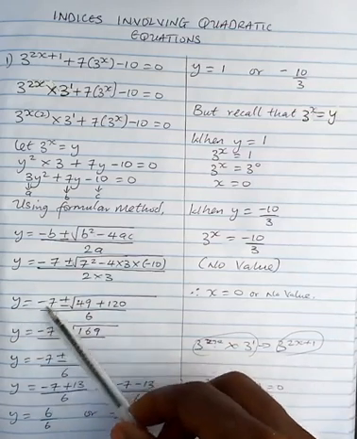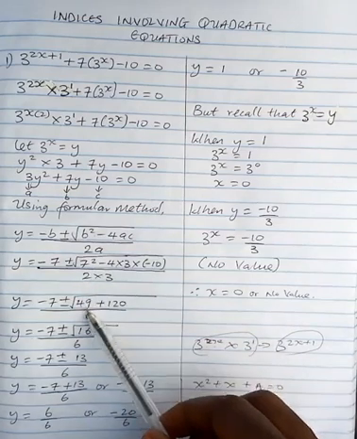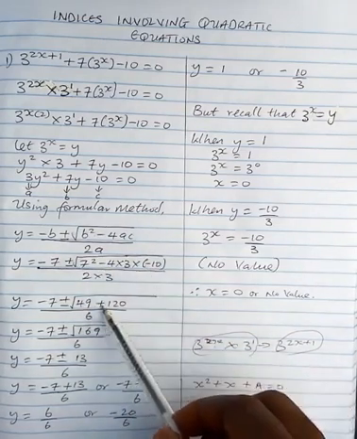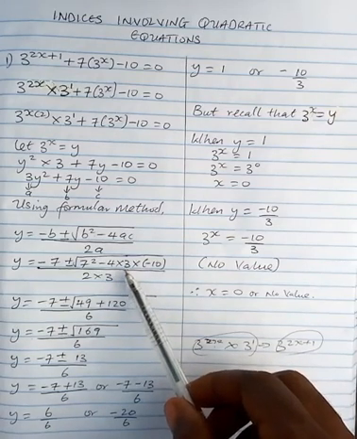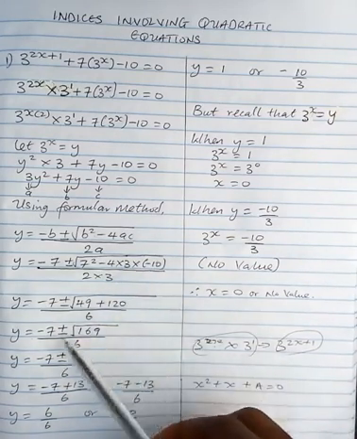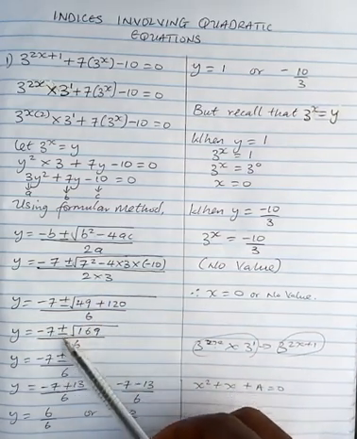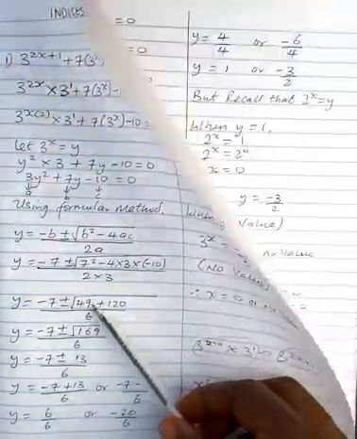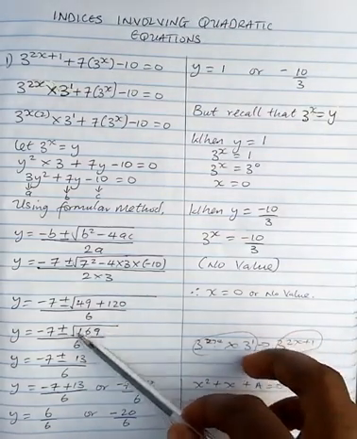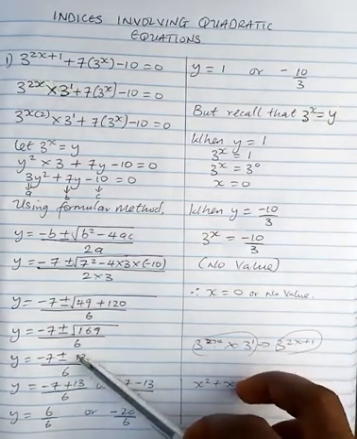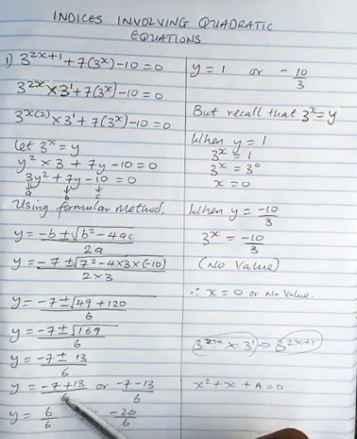Now we have y is equal to minus 7 plus or minus the square root of 7 raised to the power 2, which is 49, minus 4 times 3 times 10. Minus times minus is plus, and 4 times 3 is 12, and 12 times 10 is 120, all over 2 times 3, which is 6. So 49 plus 120 is 169, and the square root of 169 is 13. Progressing, we now have y is equal to minus 7 plus or minus 13, all over 6.